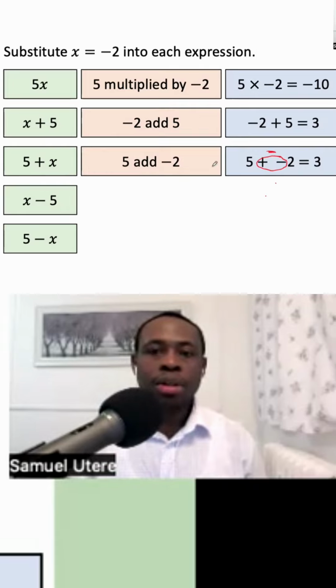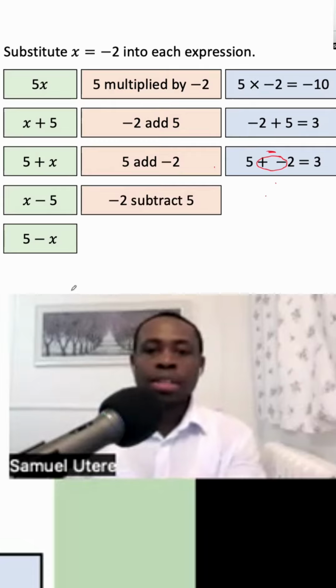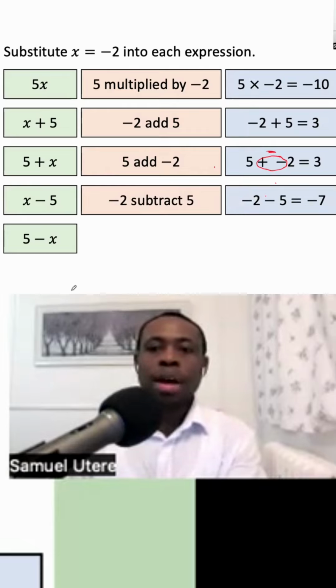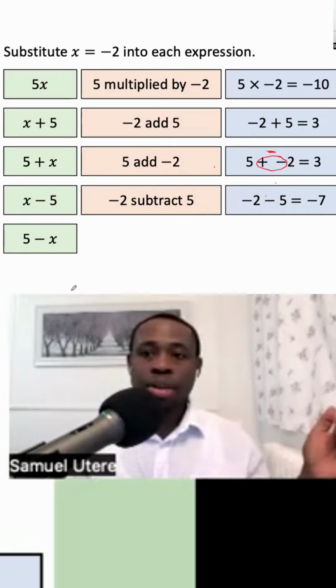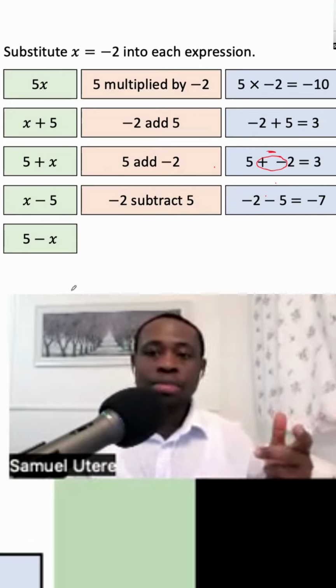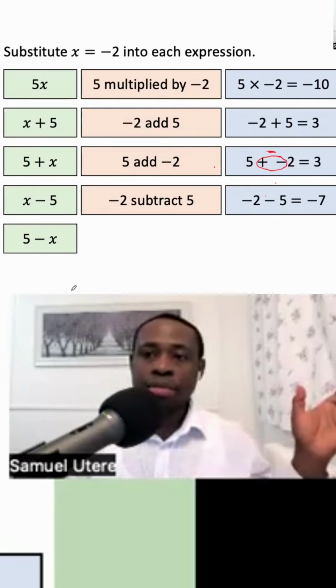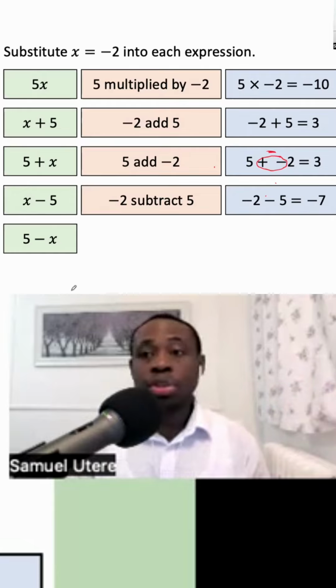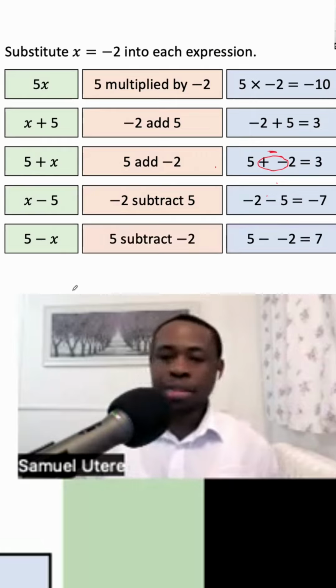Next one is negative 2 subtract 5. So that is negative 2 minus 5. So if you do not know how to do it, you draw a number line. You start at negative 2. To subtract 5 means you will do 5 steps to the left on your number line, which should locate negative 7. 5 subtract x would be 5 minus 2.